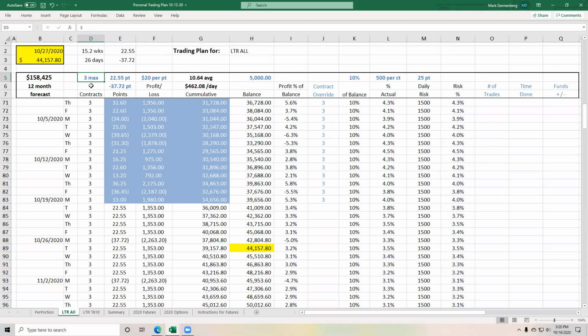Now, we limit ourselves under this plan to no more than 3 contracts. So 3 contracts is our maximum number of contracts. I'll come back to that in just a minute. But based on our run rate forecasted forward, having started with $5,000 in the account, we have a potential income of $158,425. I say potential because, frankly, I don't know in the next few weeks or months how these averages are going to change.